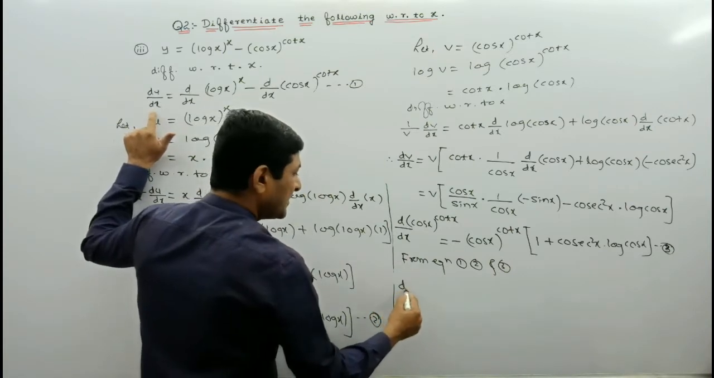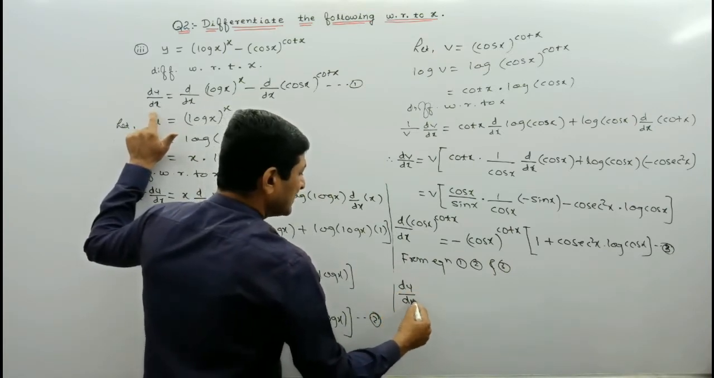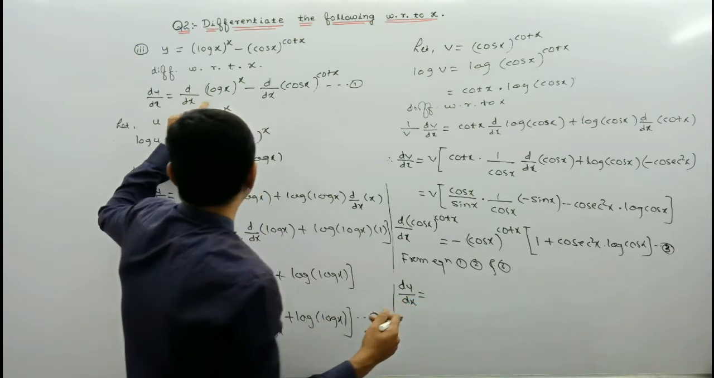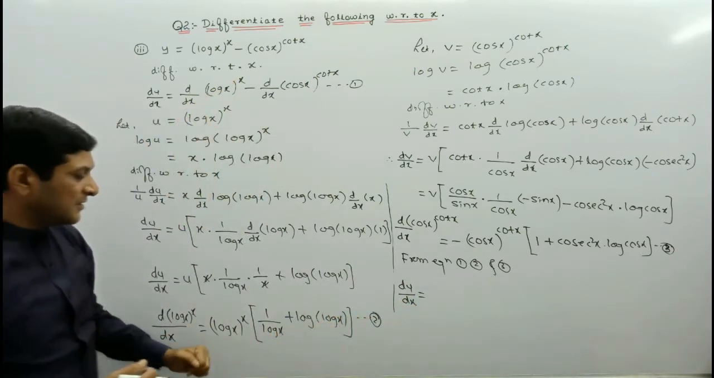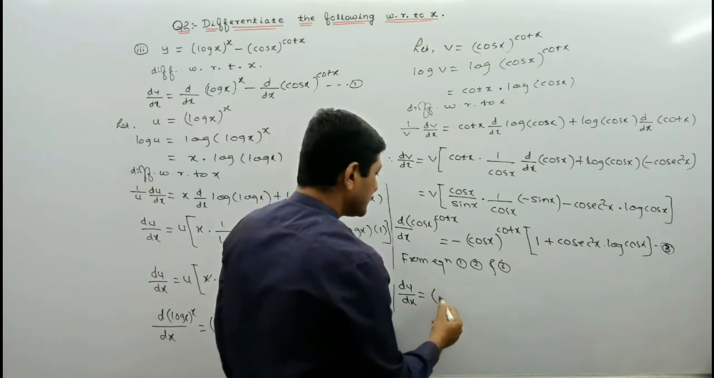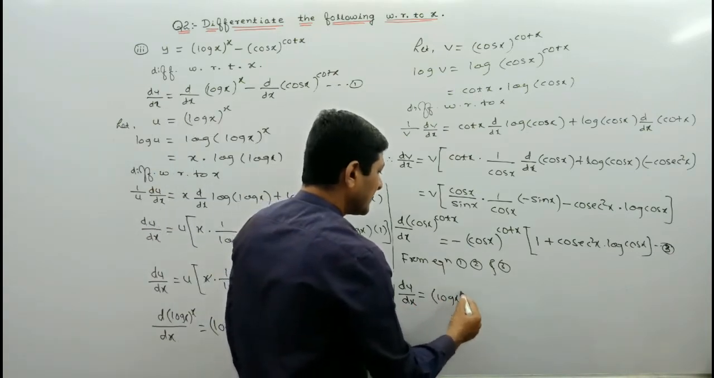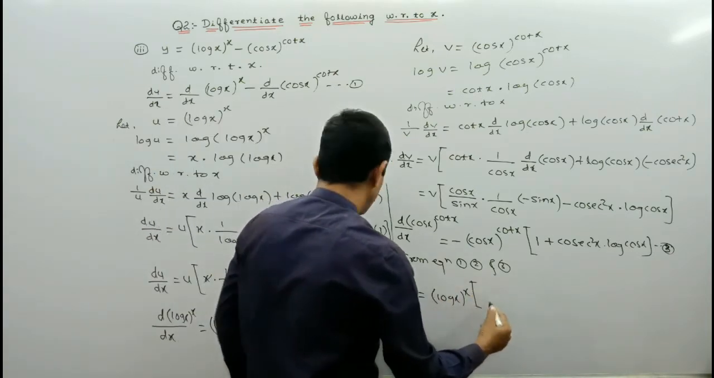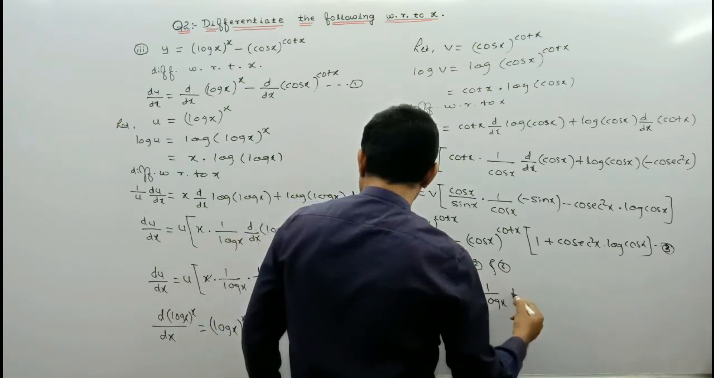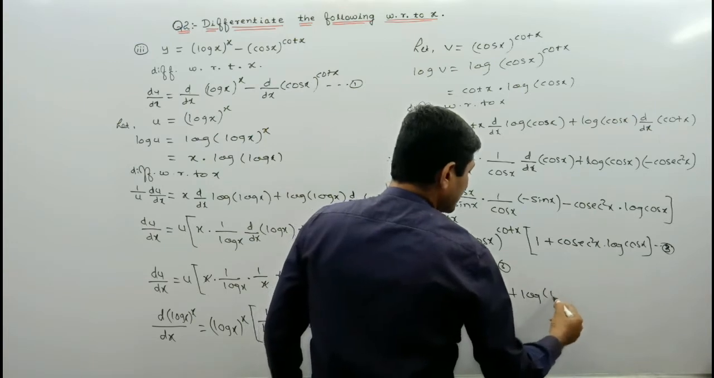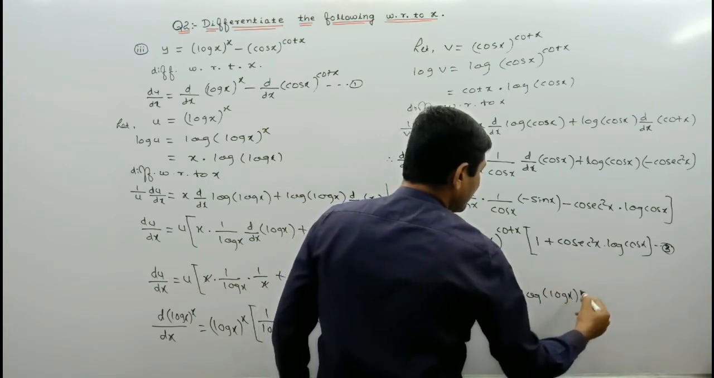So dy upon dx will be equal to, what is the differentiation of this first term? Derivative of log x raised to power x, according to equation number second, will be equal to log x raised to power x into 1 upon log x plus log of log x. So we have substituted the value of first term.